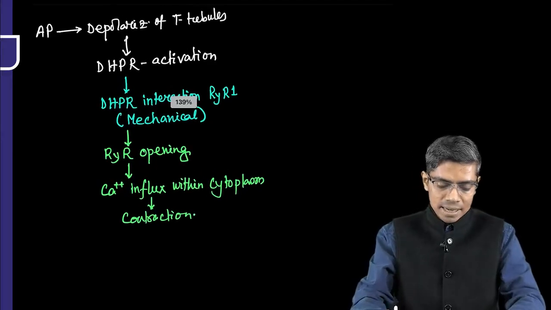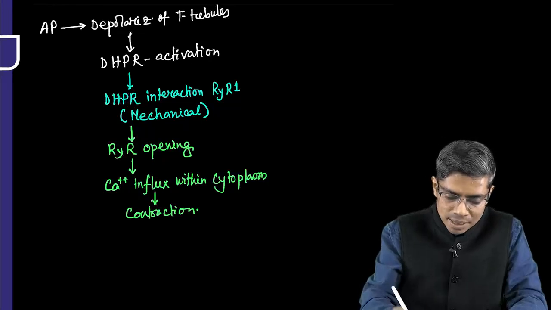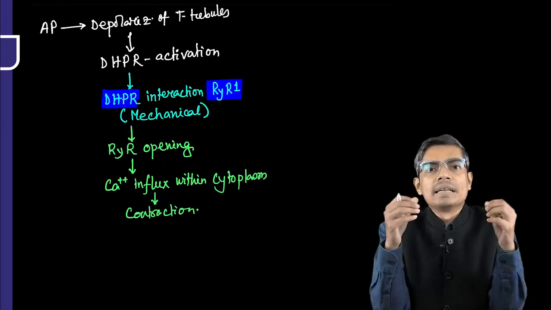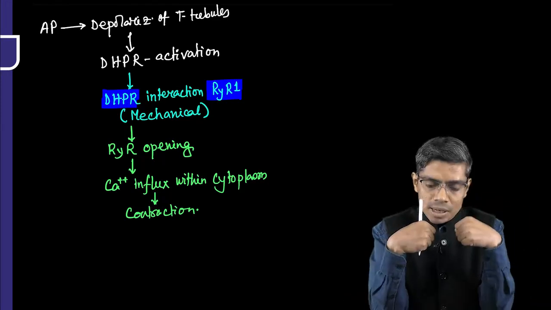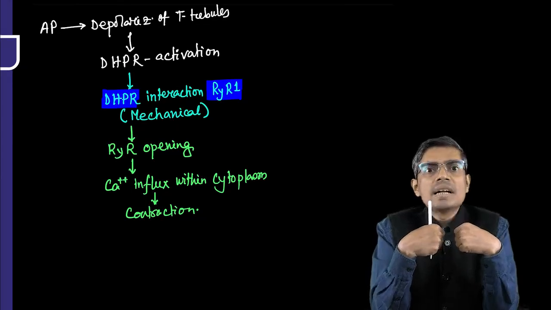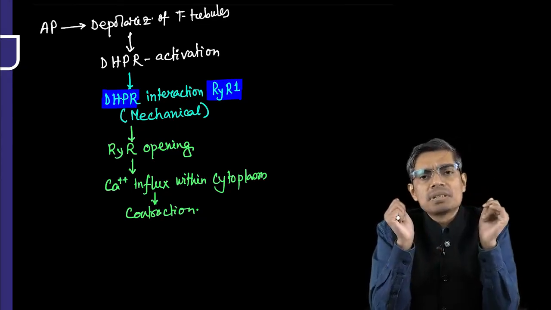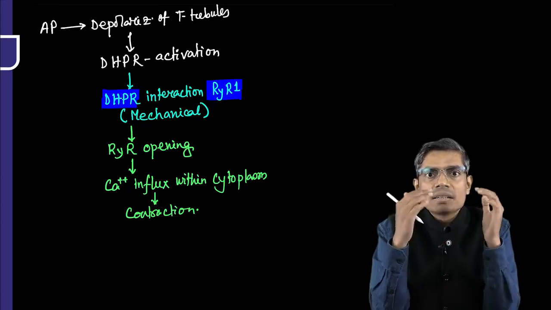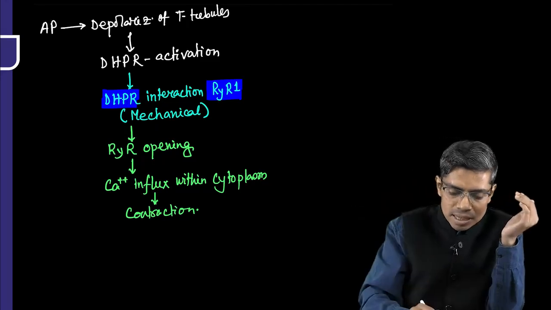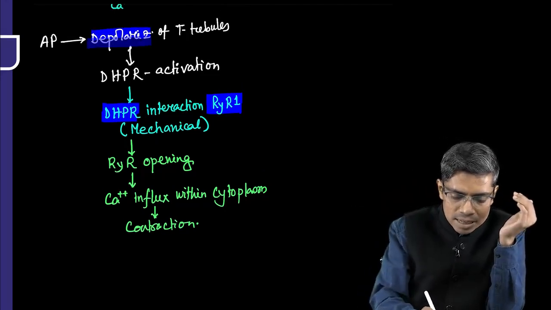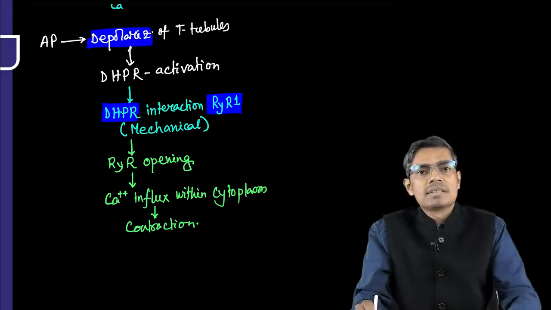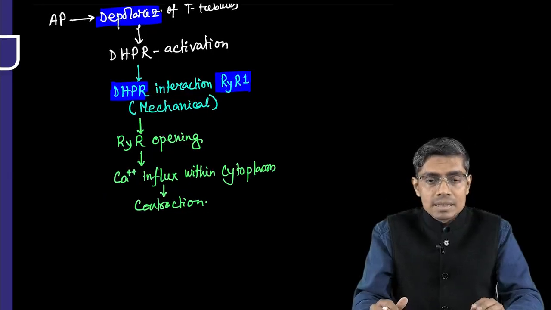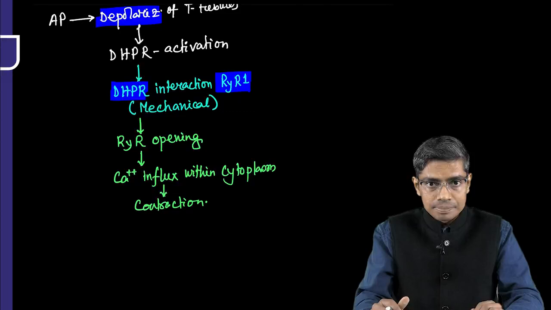So now if you look at here, this DHPR and RYR interaction is known as coupling. They are coupled, DHPR, RYR. They are sitting very near to each other. Only 11 nanometer gap is there in between these two. But this interaction requires an action potential because it is the depolarization which is going to activate the T-tubule channel, that is the DHPR channel, and then only they are going to interact, and this interaction is a mechanical interaction.